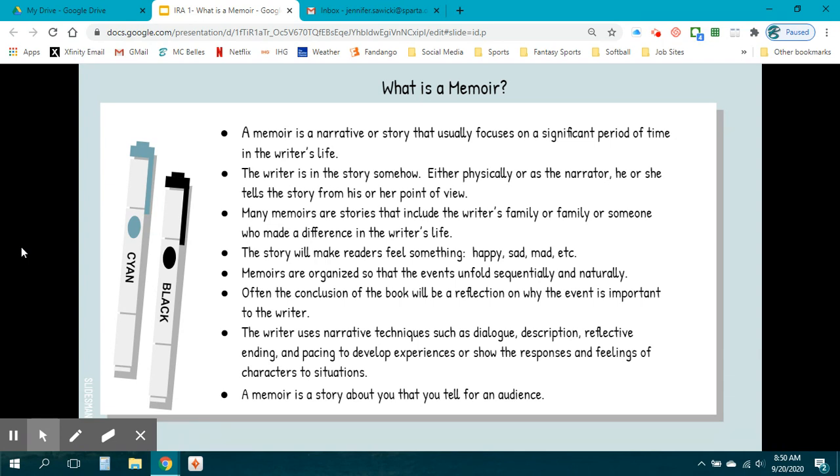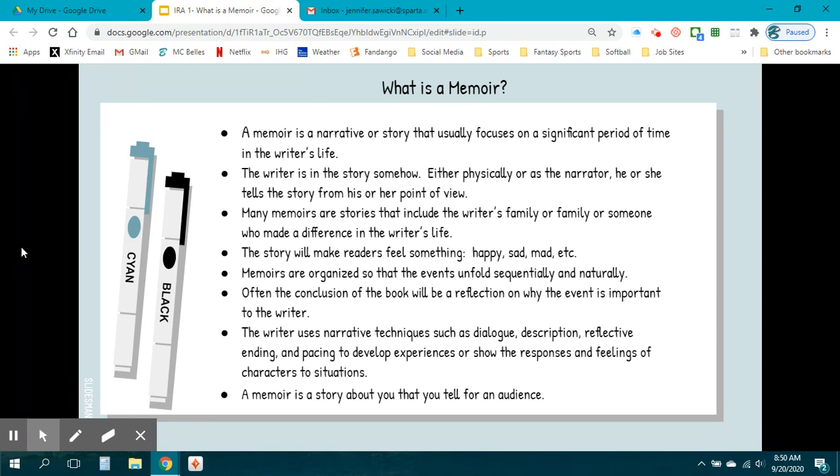All right, the next thing is the writer uses narrative techniques such as dialogue, description, reflective ending, and pacing to develop experiences or show the responses and feelings of characters and situations. So definitely we saw the description in this. Marsha Wilson Shaw did an amazing job of being so descriptive about those bubbles around her, about bending her knees. How far should I go? You have that dialogue. So all that's necessary.